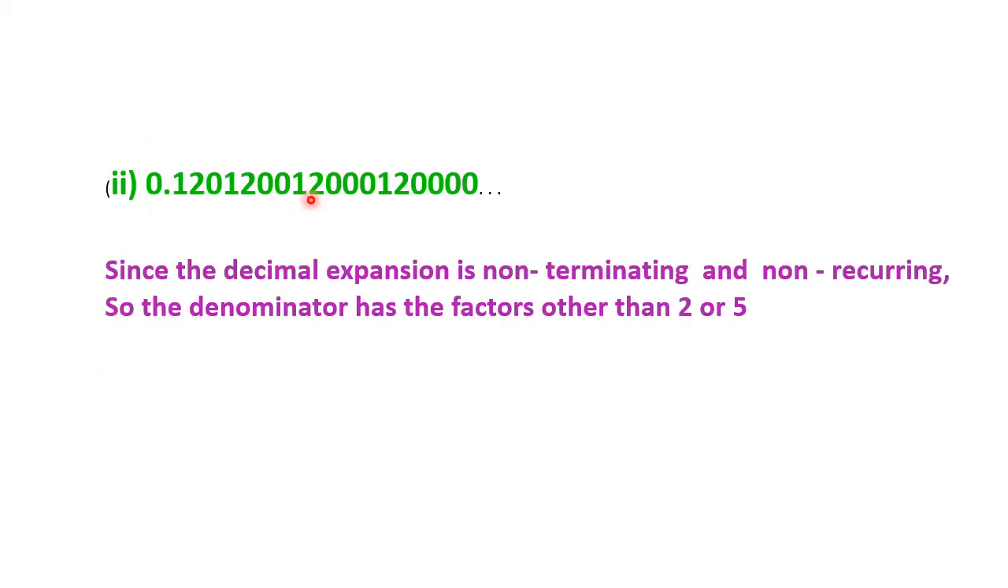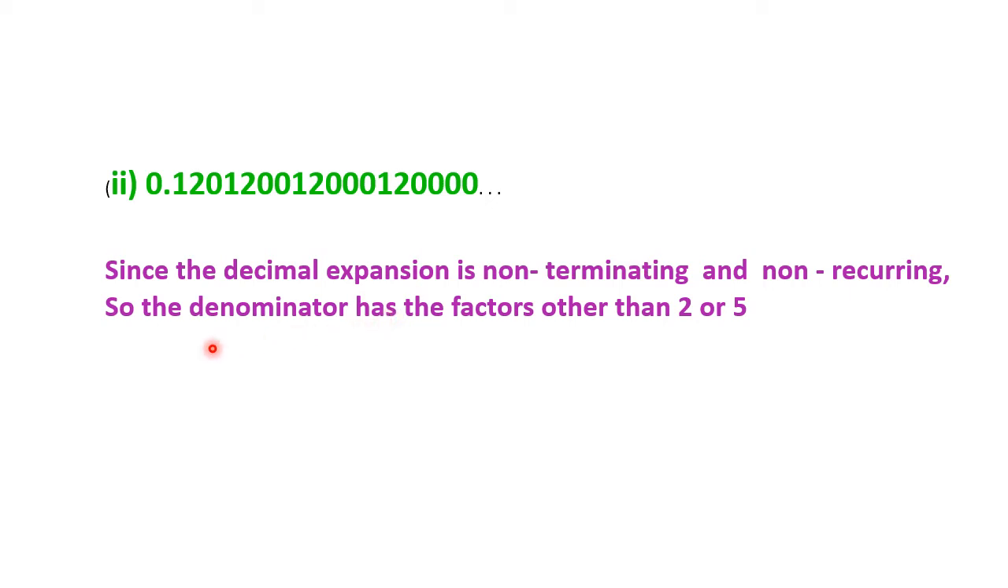Here is another example. You can observe that here the numbers after the decimal are not repeating. 1 2 0, then 1 2 0 0. It means they are not repeating. 1 2 is repeating, but see the number of zeros, they are keeping on increasing. It means they are not repeating. Again, there is a dot dot dot, which means they are not terminating. A non-terminating and non-recurring decimal expansion is there.